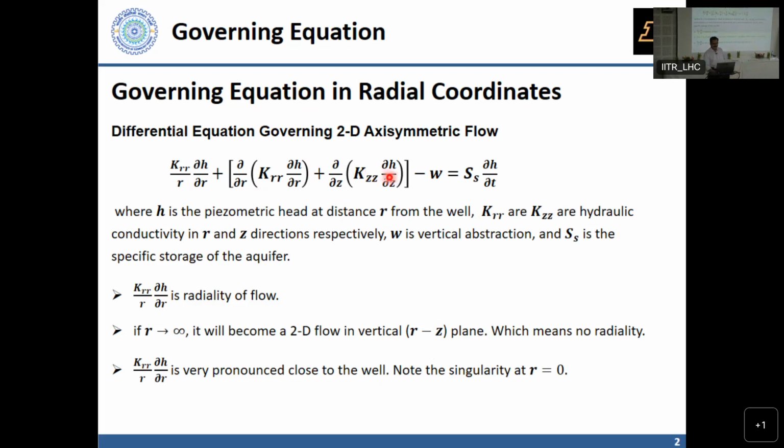There might be variation in Z, the vertical direction, but for most of the topics that we are looking at, we will assume essentially horizontal flow. Okay. So this is going to be our typical equation. H is the piezometric head that we have talked about before. The conductivities, and R and Z are the spatial directions that we are looking at.